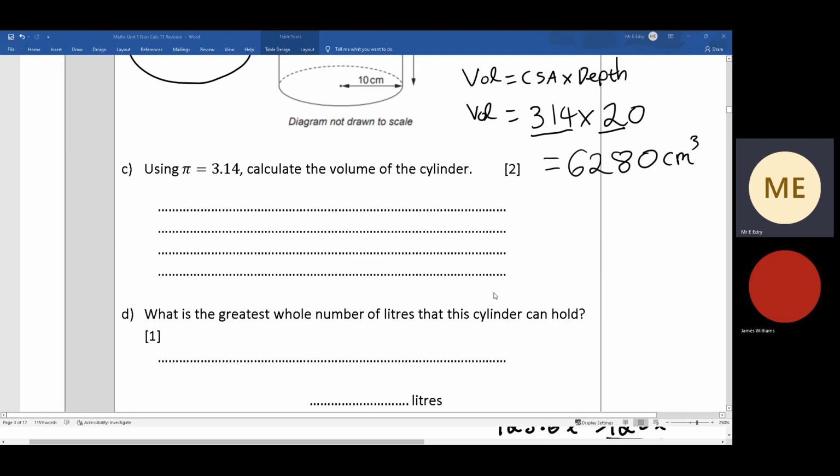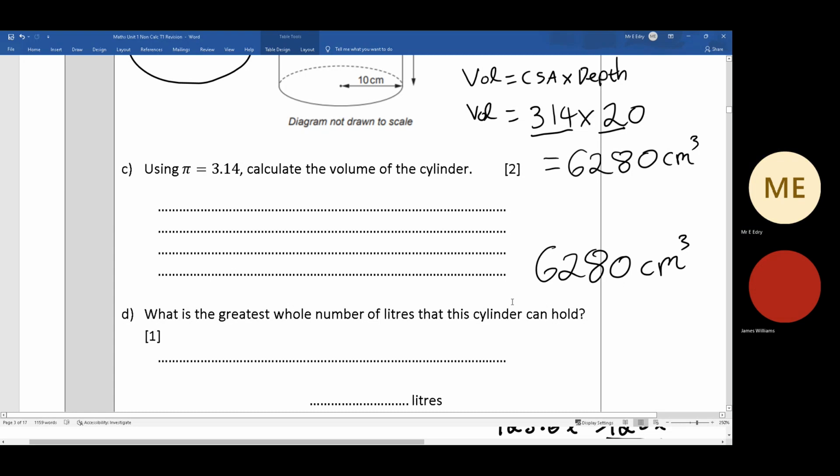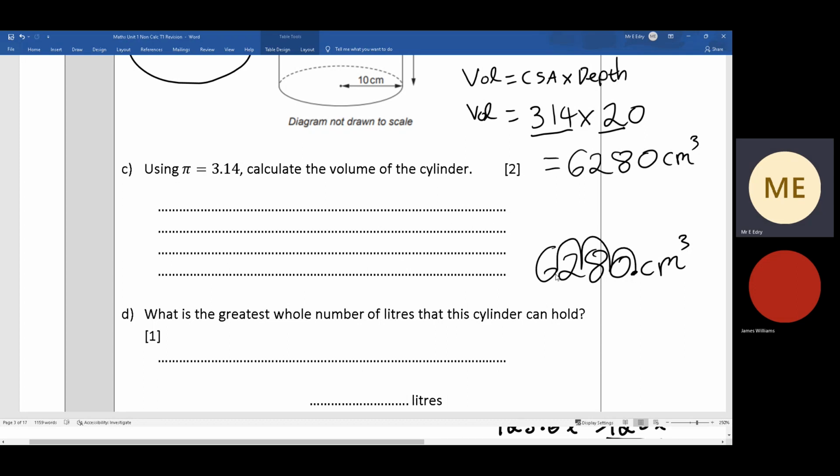And then what we want to do is put it into litres. So what will 6,280 centimeters cubed be in litres? How would I change that into litres? So we divide it by 1,000, right? To change centimeters cubed into litres, you divide by 1,000. So the decimal, which is at the end, needs to go back 1, 2, 3 places. So we get 6.28.